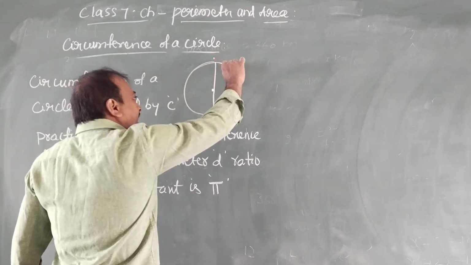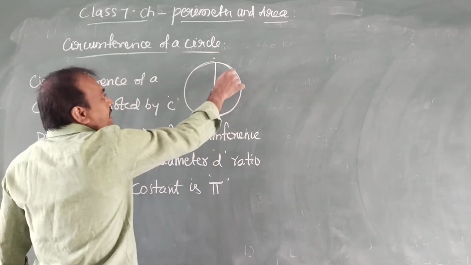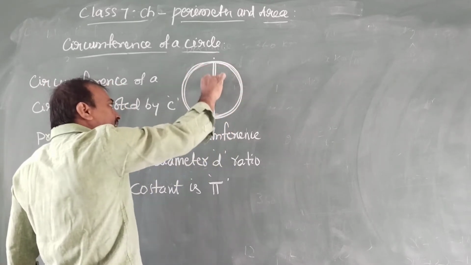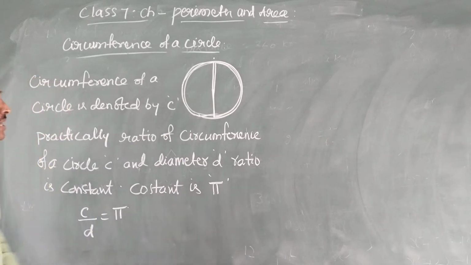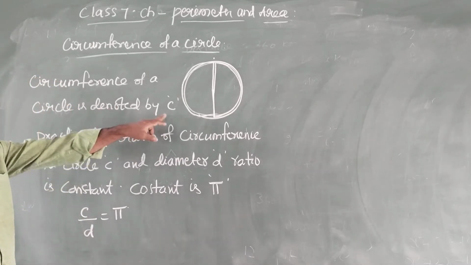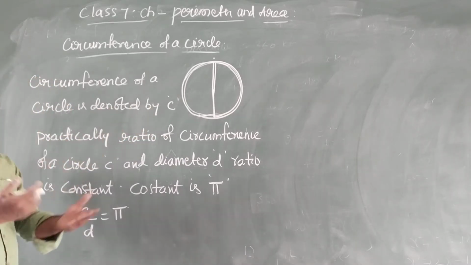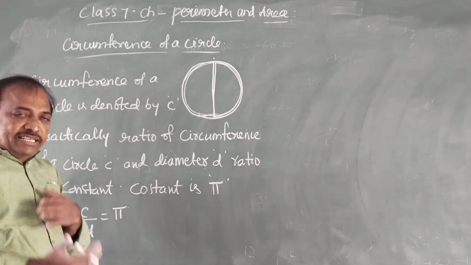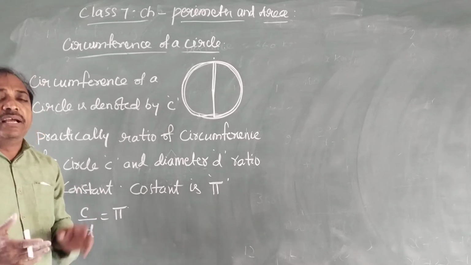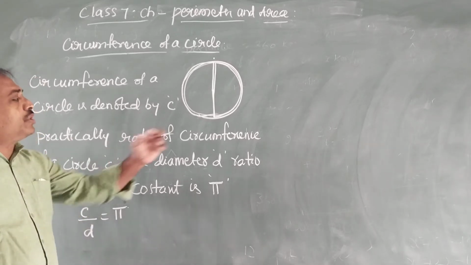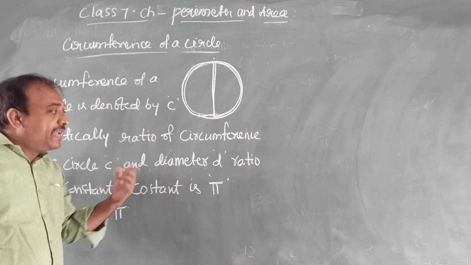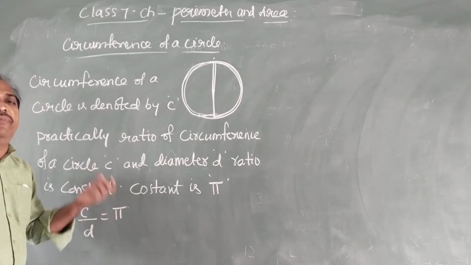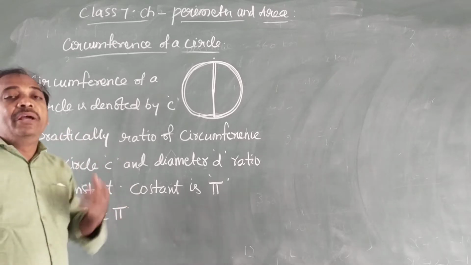So this boundary length is called the circumference of a circle, and this diameter is passing through the center. The circumference of a circle is denoted by C. Practically, when we take a 2 centimeter radius, 3 centimeter radius, 4 centimeter radius, the ratio of the circumference of a circle C and the diameter D is approximately a constant value every time we get.